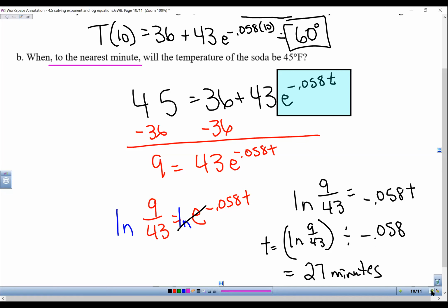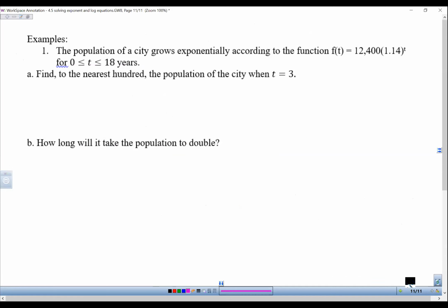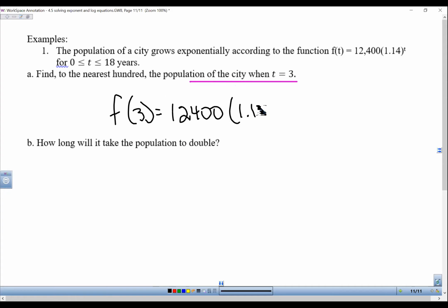Okay, our last problem, again, we have a function. This is an exponential function, actually. We're looking at the growth of a population, and they want to know, find to the nearest 100, not hundredth, but 100, the population when t equals 3, so after 3 years. So we're finding f of 3, which would be 12,400 times 1.14 to the power of t. And t, well, we can put that in. We know t is going to be 3.